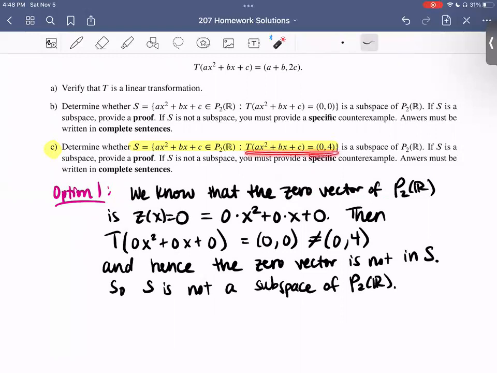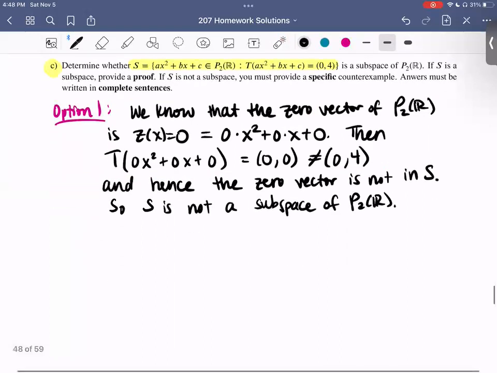Okay, because the special thing about vectors in S is that when you apply the transformation, you get 0, 4. Well, that does not include the 0 vector. You can't put in the 0 polynomial and get 0, 4. So that's one option. Some people did that, which totally works. Option 2 is to show that this set is not closed under scalar multiplication.